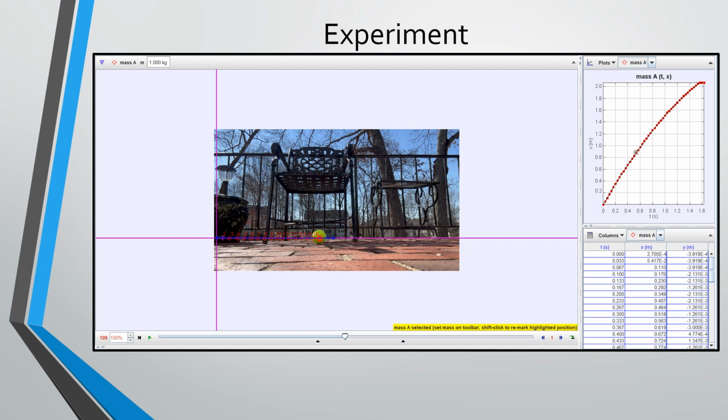And then for the experiment itself, what I did is I used the Tracker app and I tried my best to get the center of the mass of the tennis ball in each frame, and then I tracked each frame individually and then tried to get it within a straight line. And then as you can see here, I use a position versus time graph, and we can clearly see that this is a linear relationship in the positive direction.